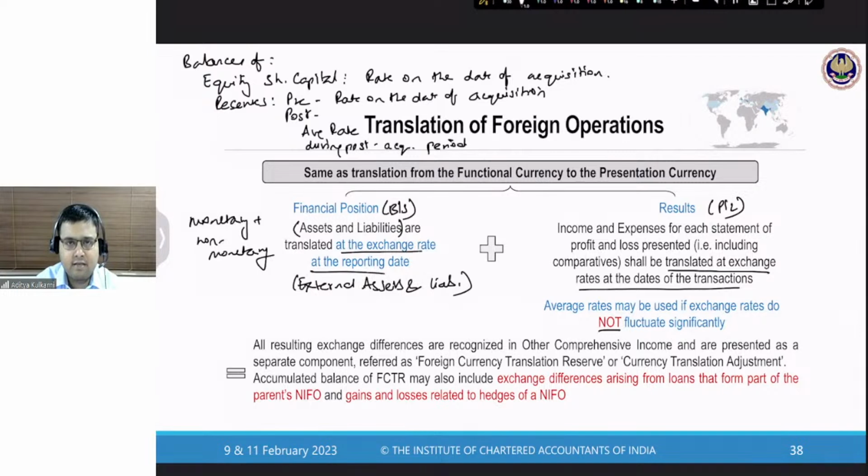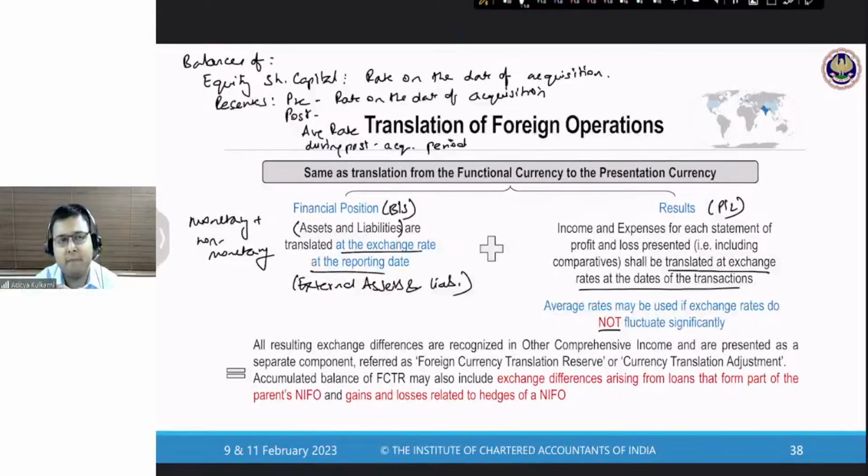So subsidiary's trial balance is denominated in foreign currency. I have to convert it to functional currency, that is INR, for all practical purposes. So what am I going to do? Balance sheet items, translate using the closing rate. Sir, monetary, non-monetary differences, don't worry about that. Whatever is there, apply the closing rate and just do the conversion. What about your P&L items, sir? Ideally, incomes, expenses must be translated on the rate when they are actually arising. That means the rate on the date of the transaction. But if your currency is not very volatile, then you can use the average rates.